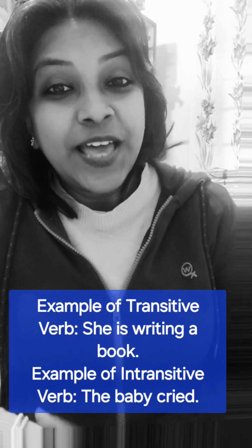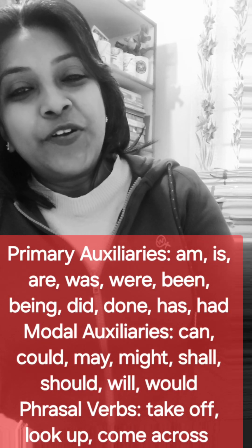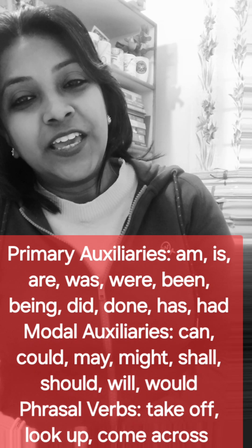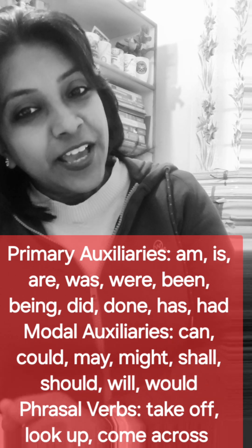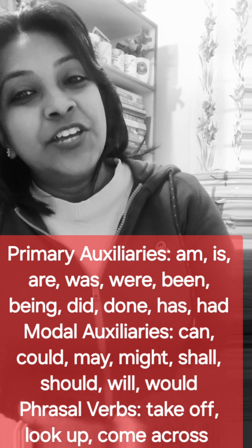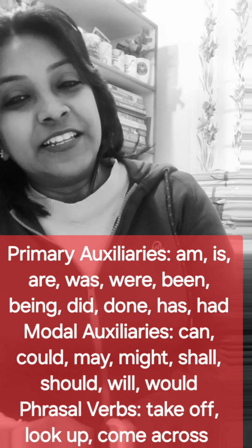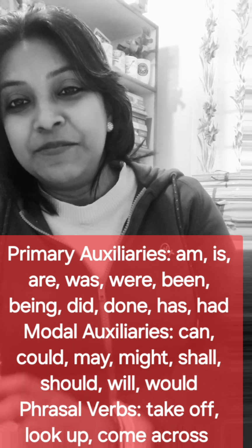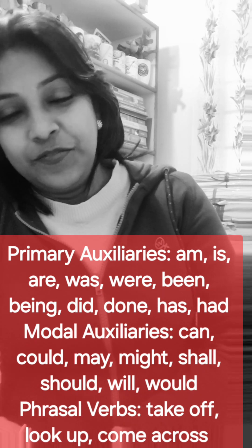Now let us talk about the helping verbs in a sentence. Helping verbs, that is auxiliary verbs. So auxiliary verbs help the main verb in a sentence in expressing meaning. For instance, you see in the sentence, she is writing a book. Writing is the main verb and is is the auxiliary verb. She has taken her food. So has taken. Taken is the main verb. Has is the auxiliary verb.